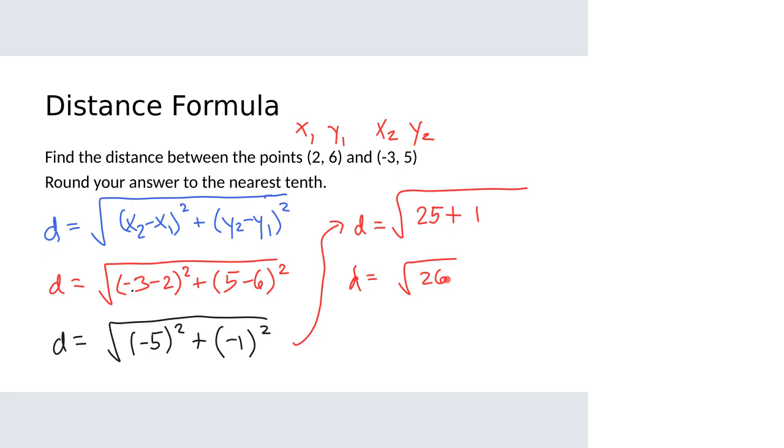I'll find the square root of 26. And I get 5.099. I was told to round this one to the nearest tenth. So we'll find the tenths place, and we'll look one space to the right. That's 5 or bigger, so we're going to round this up to 5.1. The distance between those points is 5.1.